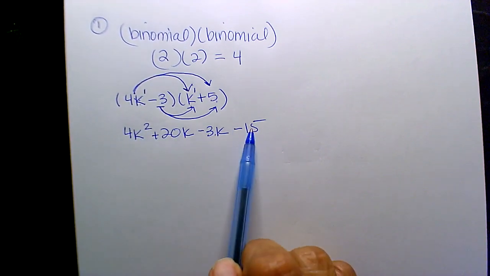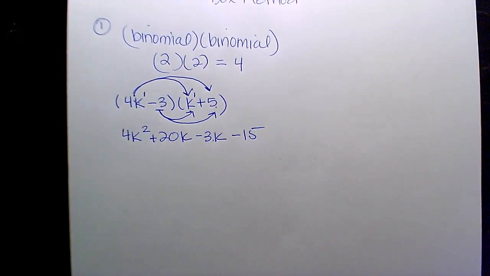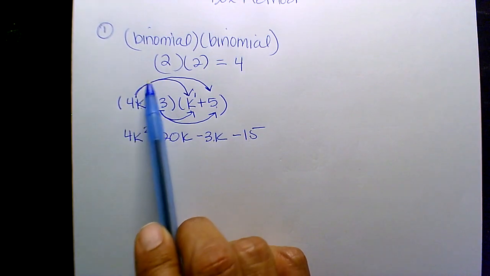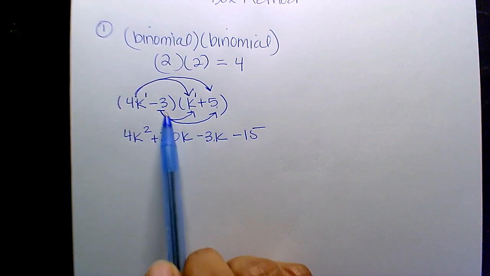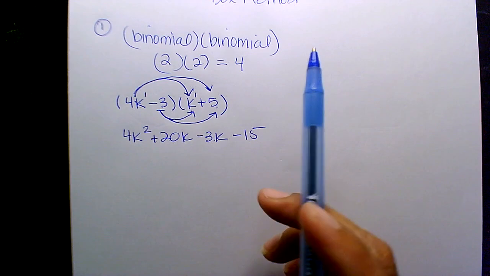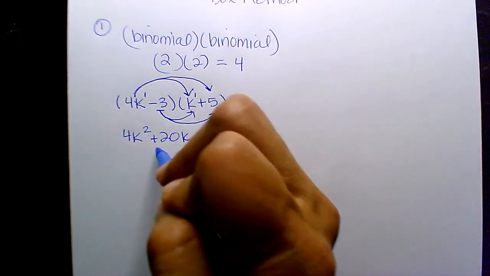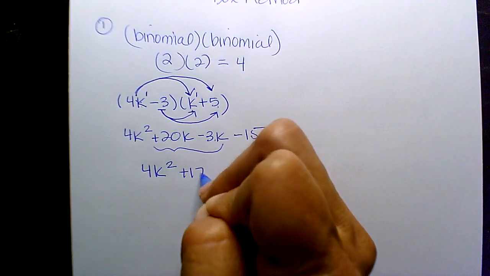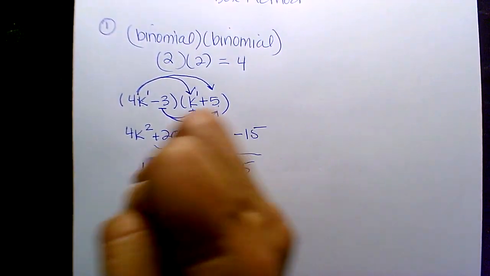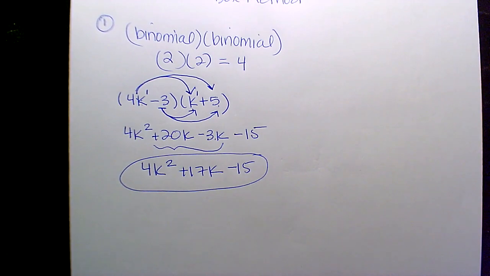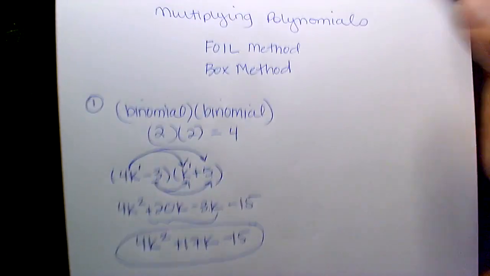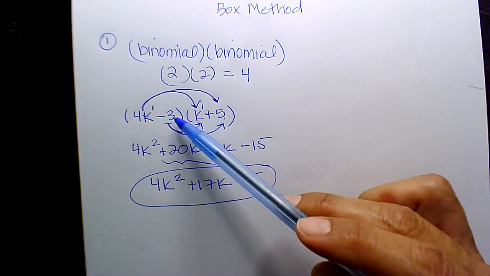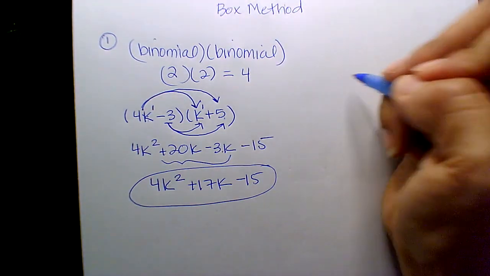1, 2, 3, 4. So your repetitive multiplication is each term in the first polynomial multiplies to every term in the second polynomial. That's it. That's your repetitiveness. All right, now you combine like terms. 20k minus 3k is 17k, minus 15, and that is your answer. Okay, what is the other method? Remember, I typed FOIL. That's what this is. First, outer, inner, last.